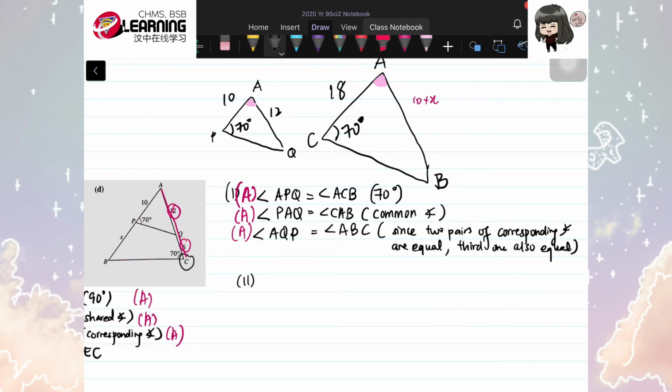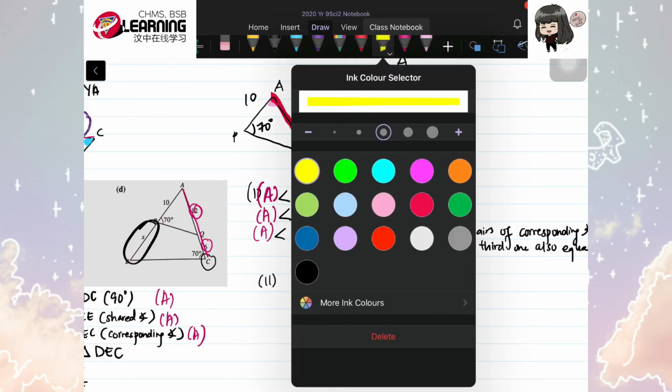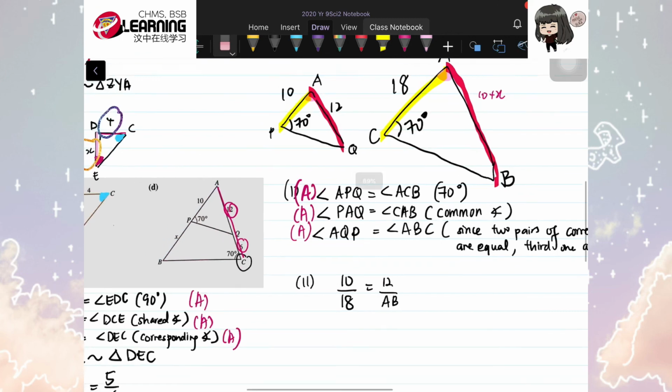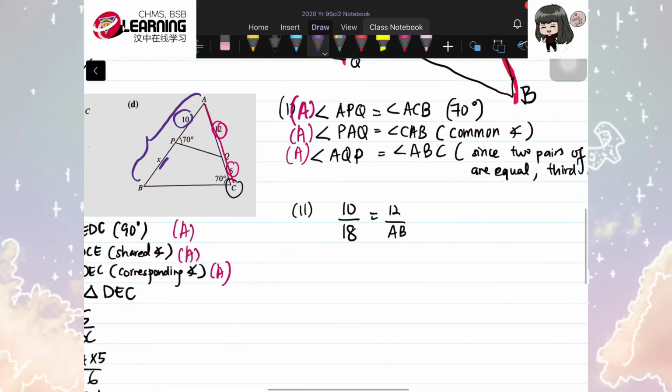So part 2, we find x. X is here, PB. So first we find AB. We find this AB, compare with this AQ, and 10 with this 18. So it's 10 over 18 equals 12 over AB. We find AB before we find x, because after we find AB, we can just minus off the 10 to find x. You look at the diagram here: we find AB first, and then we minus 10, we will get x.